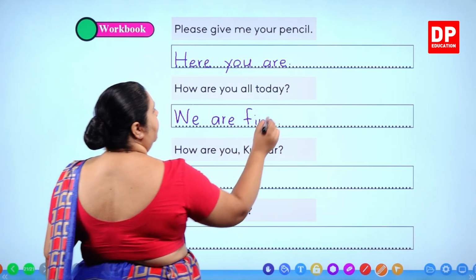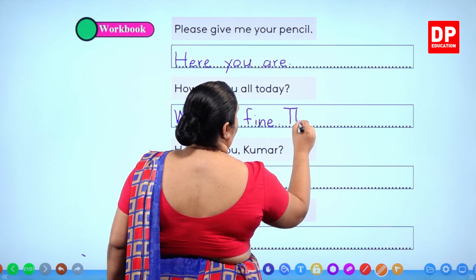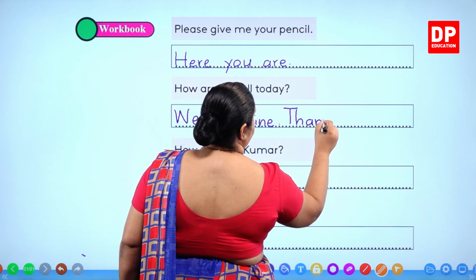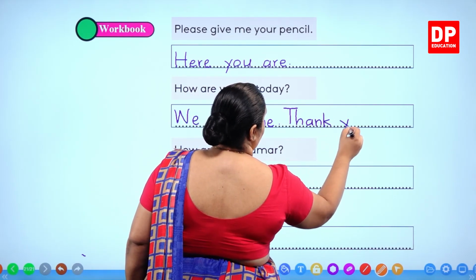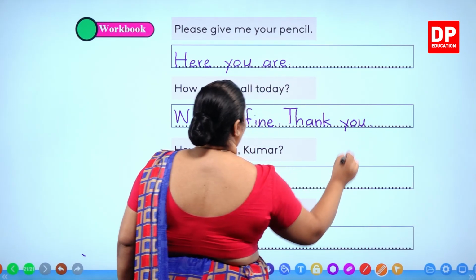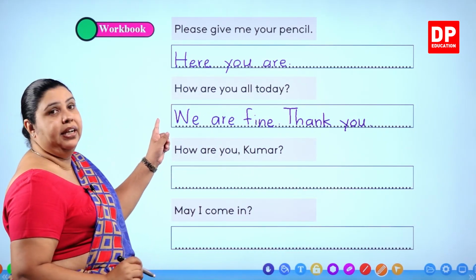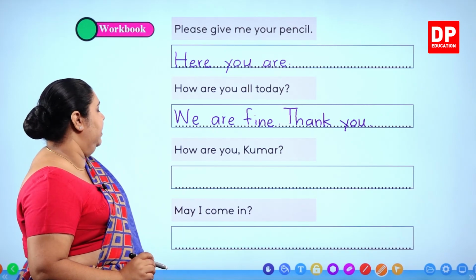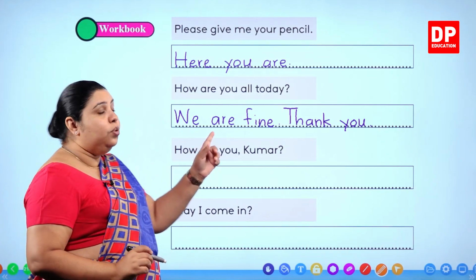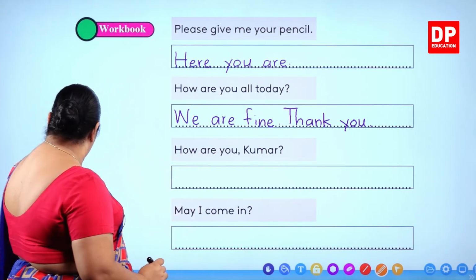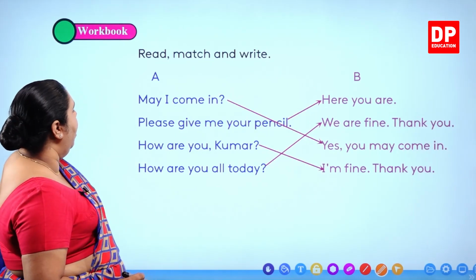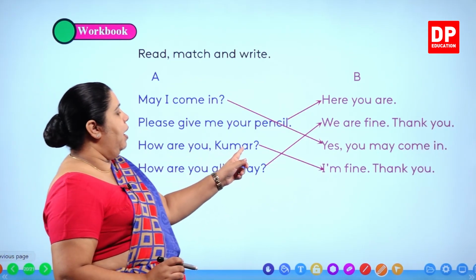Keep the full stop. Thank you. Start with a capital letter. Thank you. When we write a sentence, we always start with a capital letter. My children know that now, don't they? How are you, Kumar? What are they asking now? How are you, Kumar?